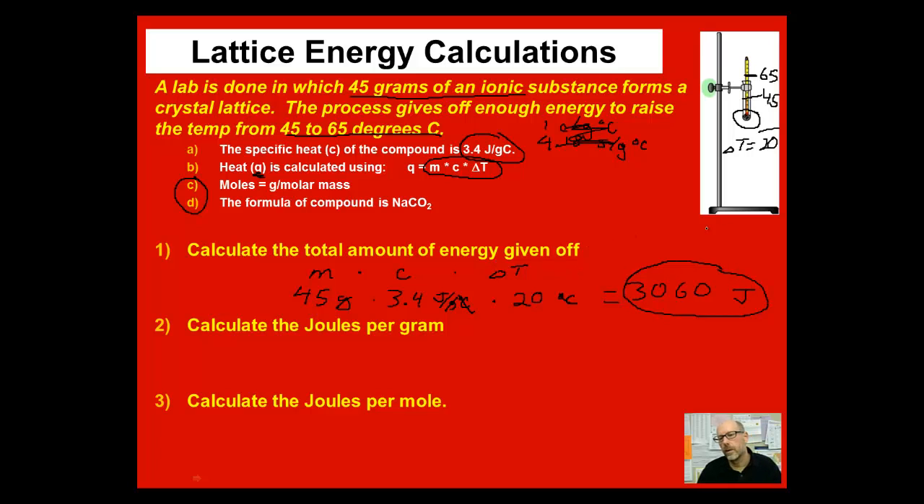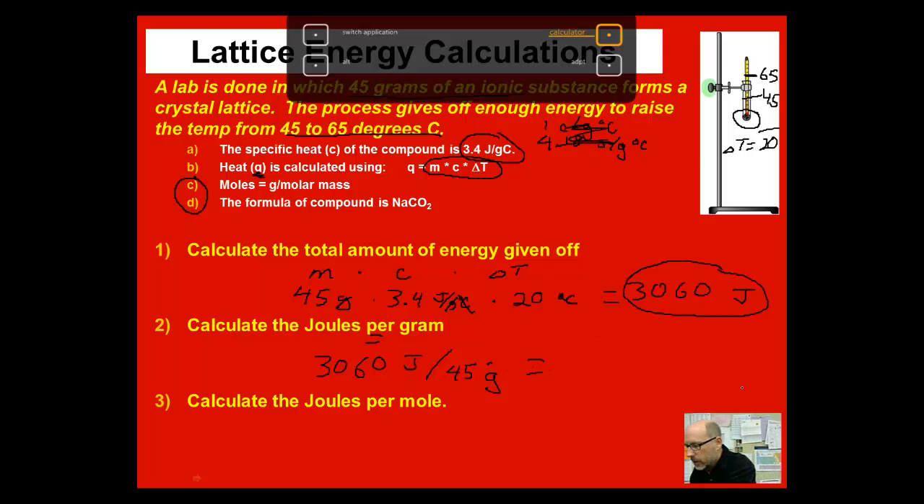But if you have this number, you don't know if that amount of energy comes from a little tiny bit of the stuff or a whole lot of the stuff. So we want to figure out how many joules per gram, just like we did with our Cheeto experiment. So let's go down here and calculate the joules per gram. Well, the first thing is, what does per mean? It means divide. So we want to get the 3060 joules, and divide by the grams of the substance. And that was 45 grams inside the test tube. So we divide by 45 grams.